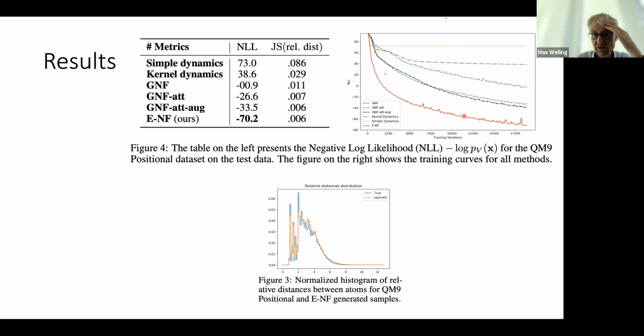It's interesting if you compare it to other methods, even equivariant methods out there. Either methods are not equivariant, or they're equivariant but simple. Our method is both equivariant and has high capacity, and that actually bought us quite a bit of modeling power. And if we look at the relative distances between atoms that we generated and the ones in the data set, we see that we also get a very nice fit.